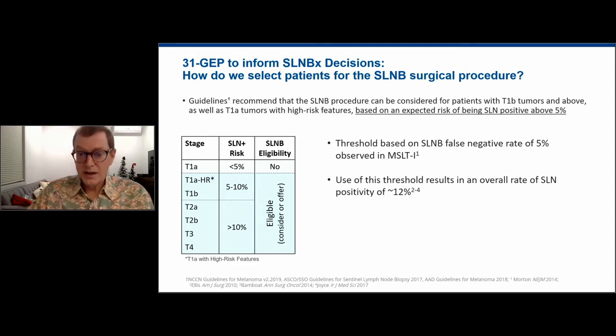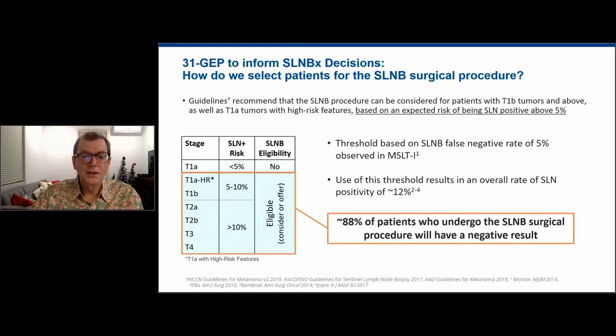So how are these made? Well, we know certainly from MSLT1 that there is a false negative rate of about 5%. And even using this 5% threshold, what we do find is that overall the number of positive tests that are done actually only ends up being about 12%, which means that 88% of the patients that ultimately get sentinel lymph node biopsy really don't get much benefit other than a negative result.